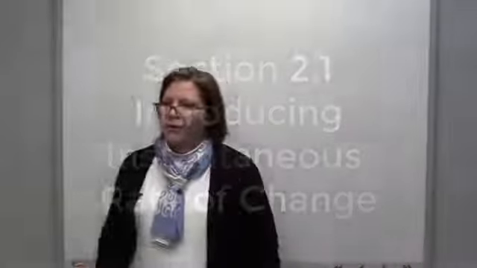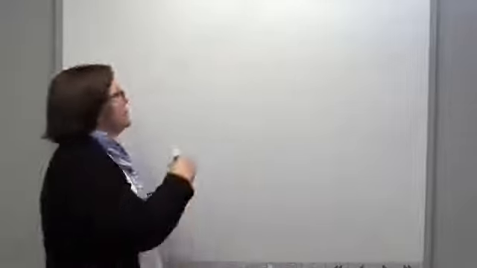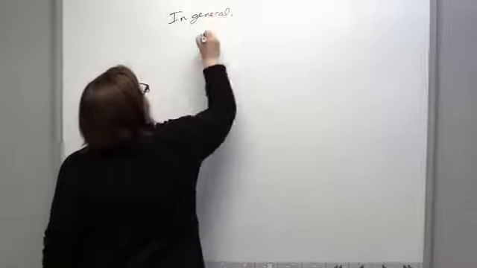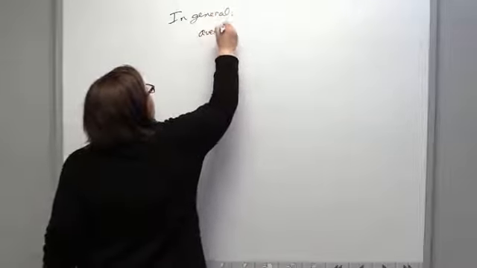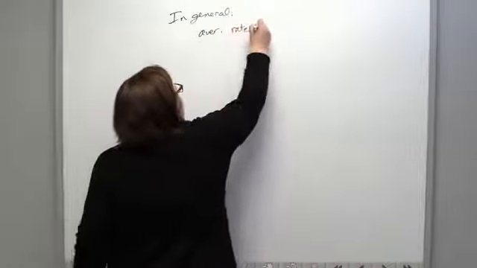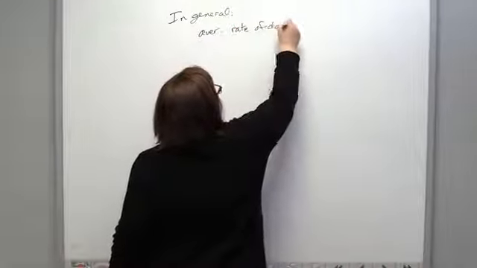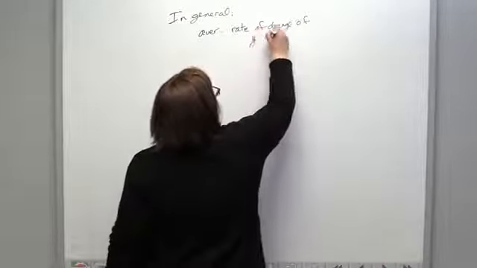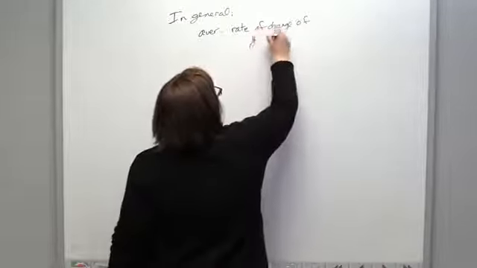So we had an example where we're talking about average velocity versus instantaneous velocity, and there are a lot of different types of rates of change. So in general, we have an average rate of change of y with respect to x would be given by change in y over change in x. That's what we practiced in chapter 1.